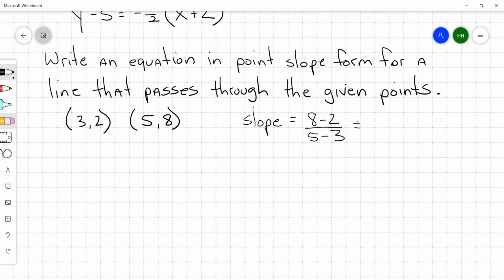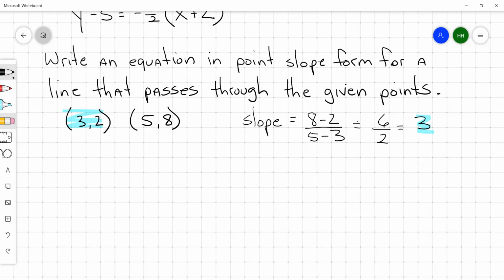8 minus 2 in the numerator is 6. 5 minus 3 in the denominator is 2. And 6 divided by 2 is 3. So now you've got a point and you've got a slope. So you can write the equation in point-slope form.